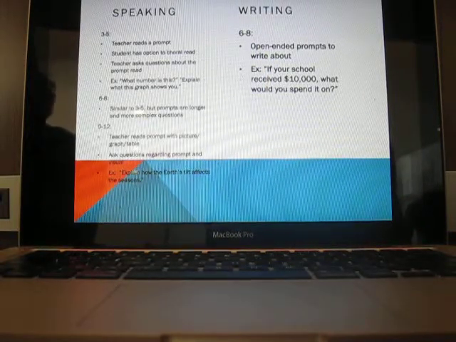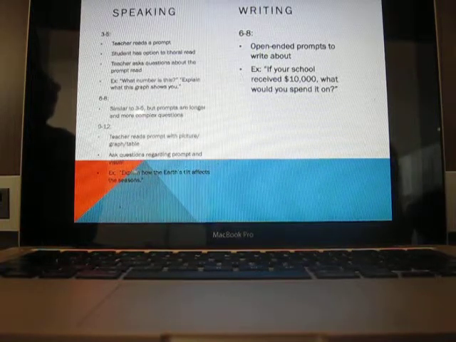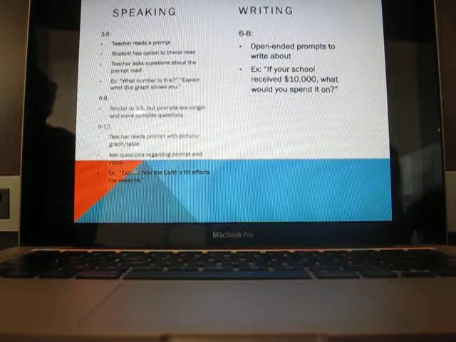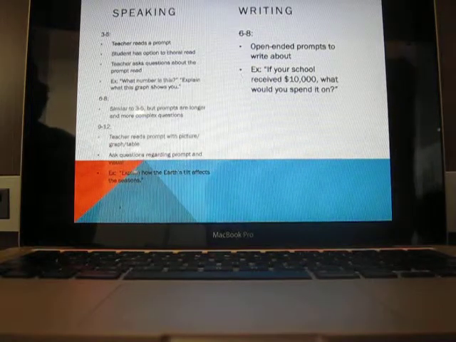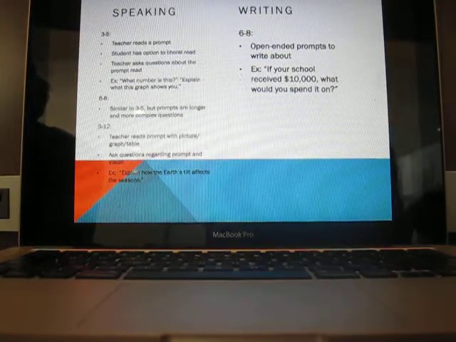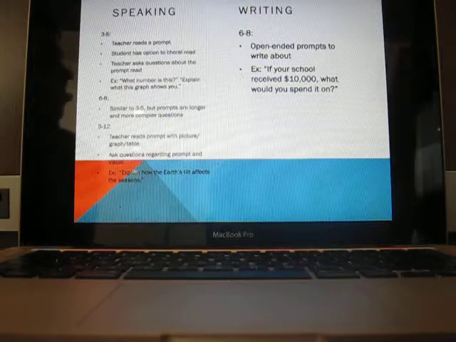And in writing, for the clusters 6 through 8, there are open-ended prompts to write about. So the student can write an essay, and one example given is, if your school received $10,000, what would you spend it on?